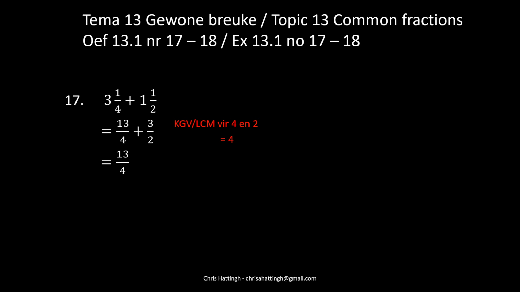So for the first fraction, it's already over 4. So you're not going to do anything to that fraction. But for the second one, you multiply 2 by 2 to get 4. So you need to multiply the 3 by 2 to get 6. So if you add the 13 and the 6, you're going to get 19/4. And if you take it back to a mixed number, it's going to be 4 3/4.